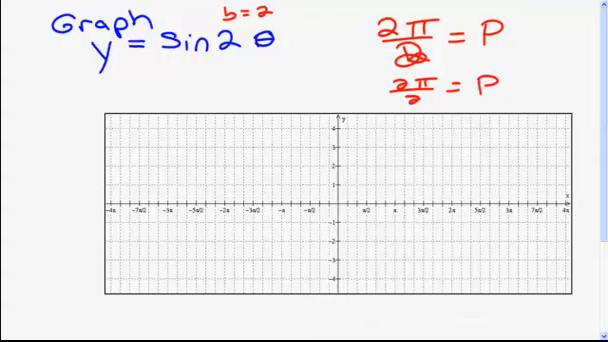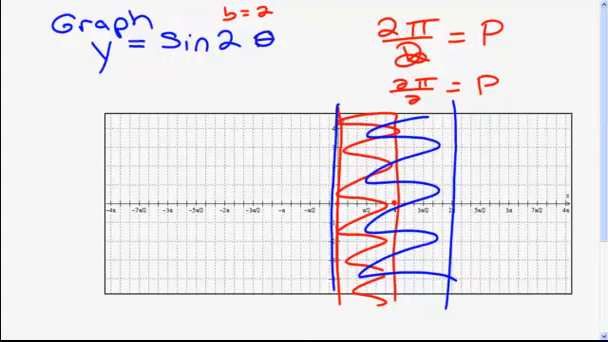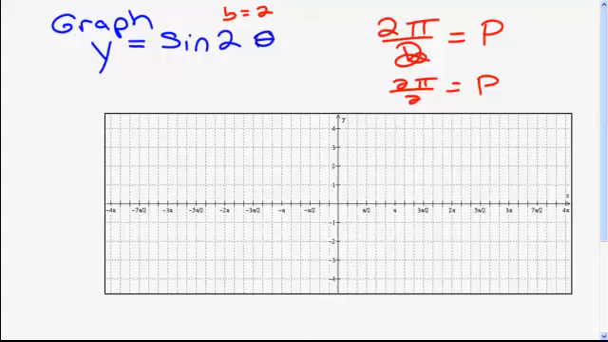So my period is going to start someplace. We're going to initially here start it at 0, and it's going to end at pi. So my entire graph for one cycle should fall within this region. Normally, it would fall within this region. So what we're doing is we're shrinking it. So that value of 2 is actually shrinking what my actual graph is going to be. So I'm going to graph the parent function, which is y equals the sine of theta, and then we will do the horizontal stretch and shrink.